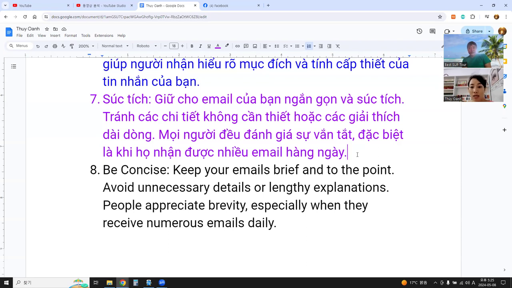Especially when they receive numerous new emails daily. Numerous means many, every day, daily. Receive means get email, they receive email.